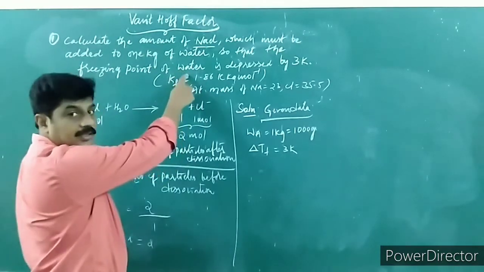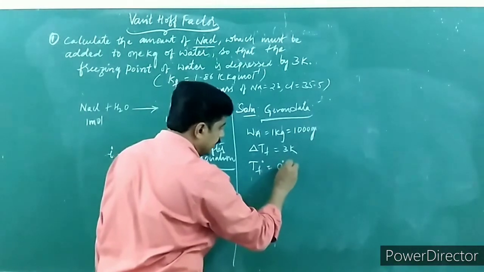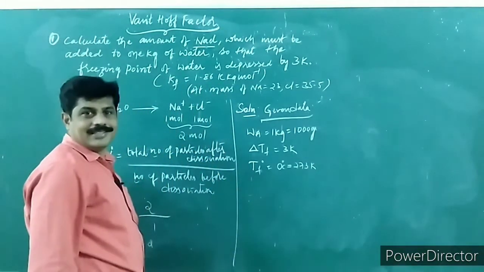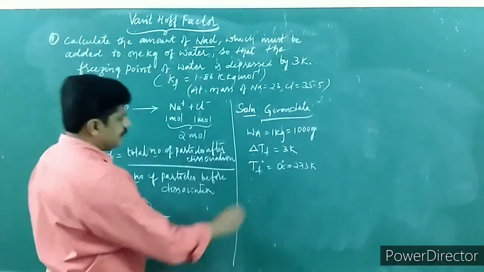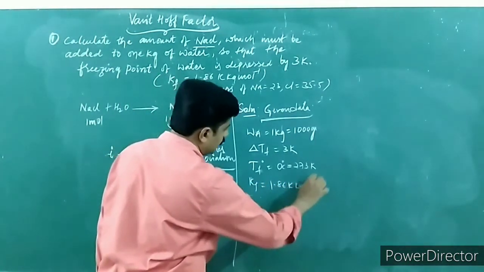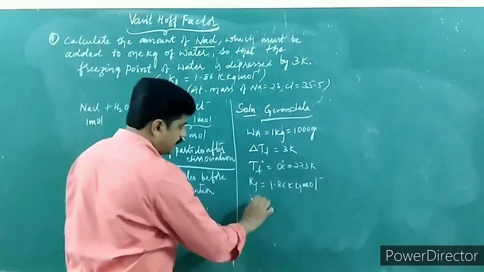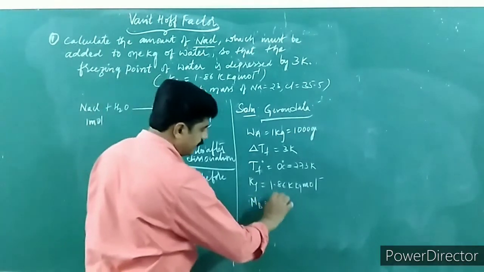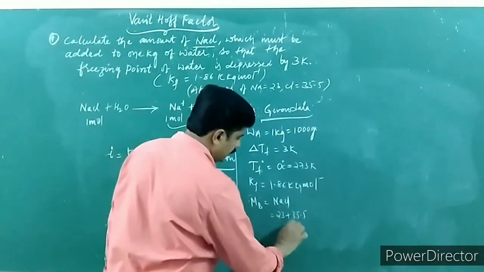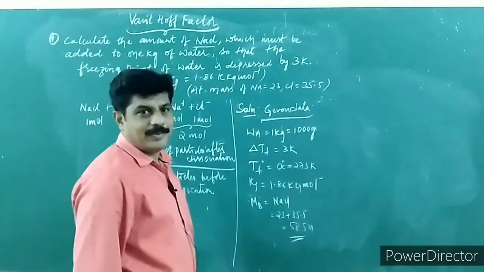Now what else? The freezing point of water, that means TF not, how much? It is 0 degree, otherwise 273 Kelvin. Is it not? Hope you're getting that. Okay. What else is given? Kf is given. How much? 1.86 Kelvin kg per mole. Is it not? And you find out the molar mass of solute. That is NaCl, is it not? How do you find out? That is 23 plus 35.5, equal to 58.5 unified mass. Formula unit mass you have to find out. Hope you are getting that.